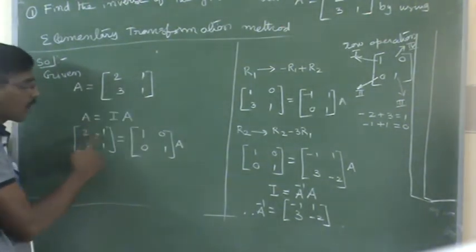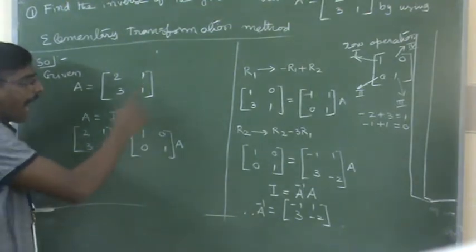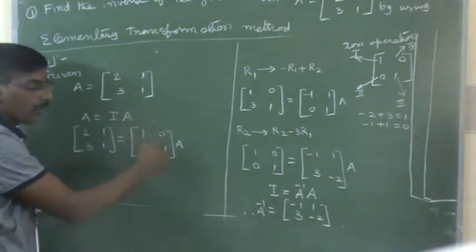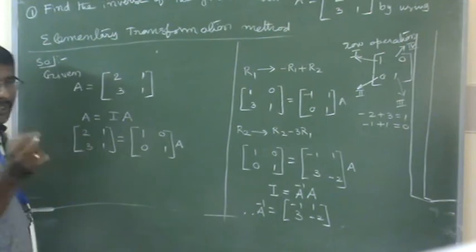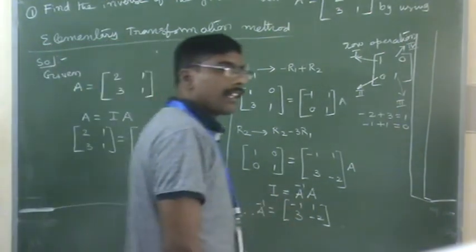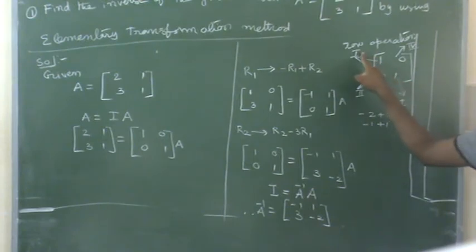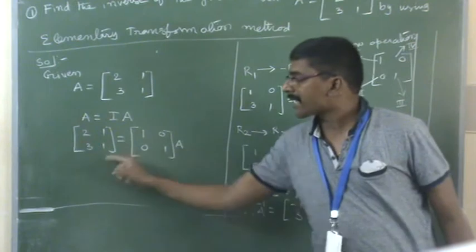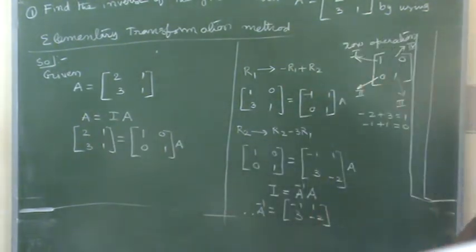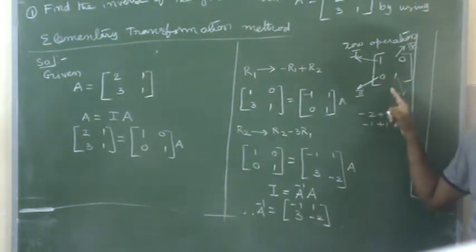Matrix A I am writing as 2, 1, 3, 1. Identity matrix 1, 0, 0, 1 into A. Here we are using row operation. What is the rule of the row operation? The row operation rule is that the left hand side matrix can be converted into the identity matrix of 1, 0, 0, 1. Here also we can follow the rule.